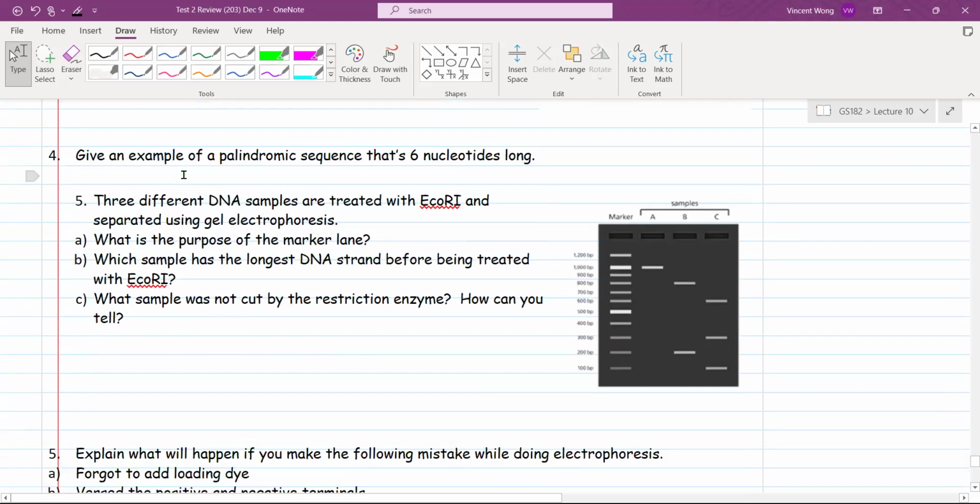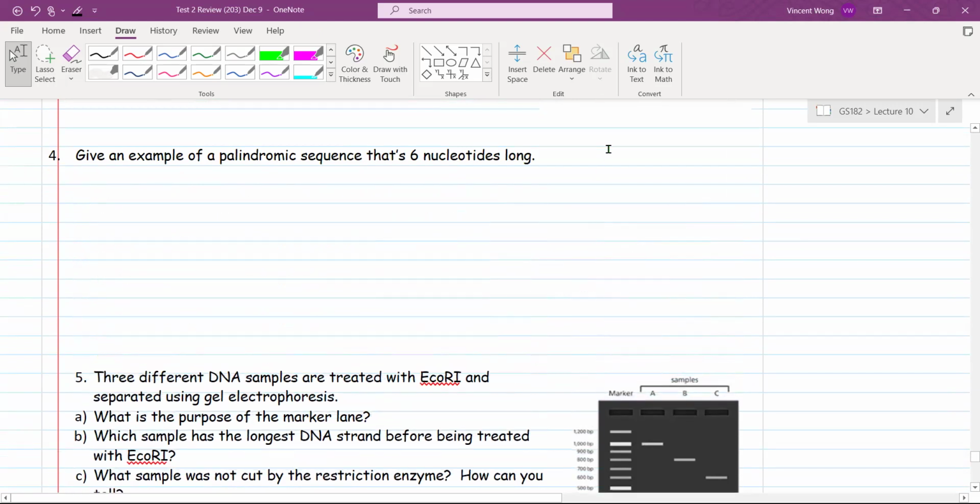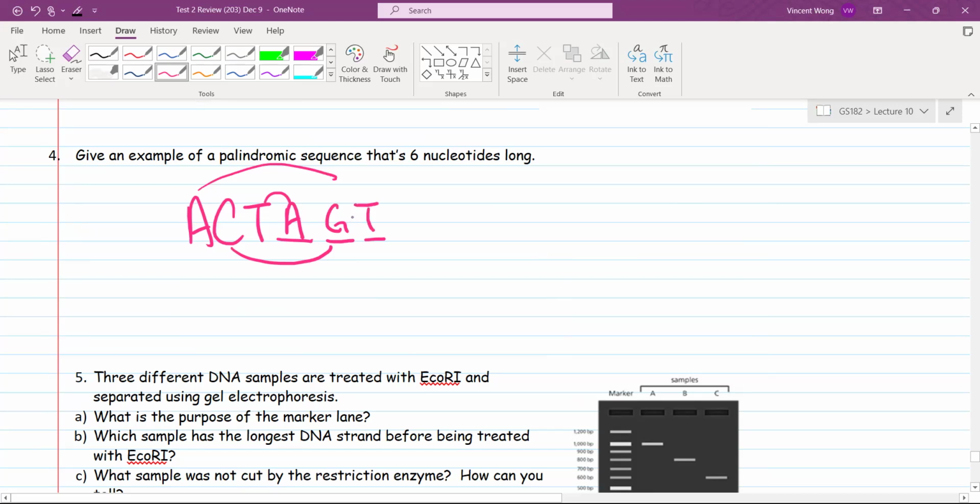Give an example of a palindromic sequence that is 6 nucleotides long. Okay, so this is the secret. All right, this is the secret. You make up any three letters that you like, any three. A, C, T, for example. Any three you like. And then for the other three, you have to do the complementary. So complementary to T is A. Okay. Complementary to C is G, and complementary to A is T. So if you do it like that, then it will be a palindrome.